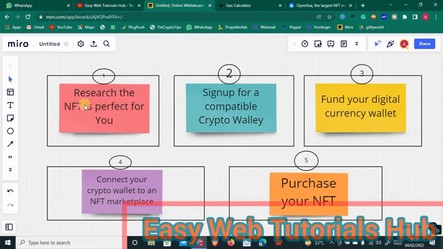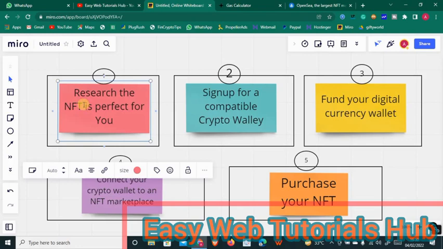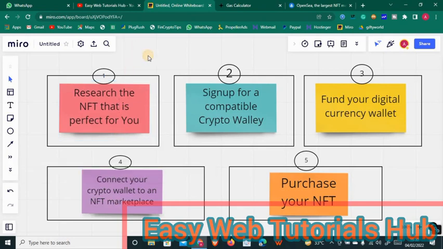When you're ready to make your purchase, proceed to the NFT marketplace and sign up for an account if you don't already have one. Then navigate to the NFT of your choice, click the buy button, make crypto payment with your wallet, and your purchase is complete. It's as simple as that. There is nothing hard about that.